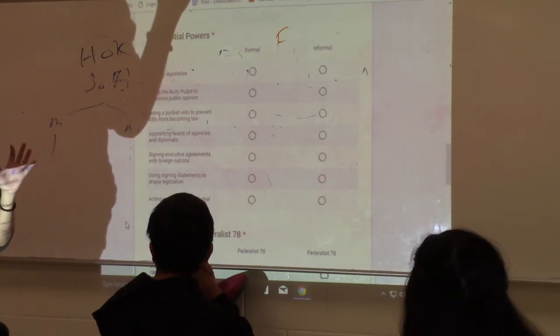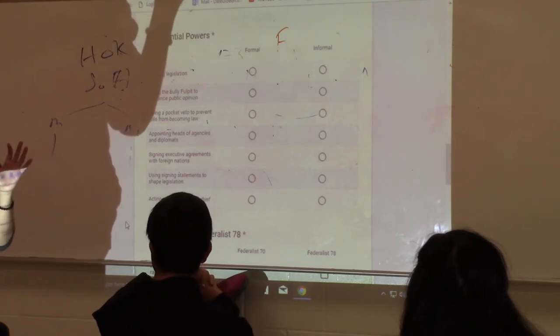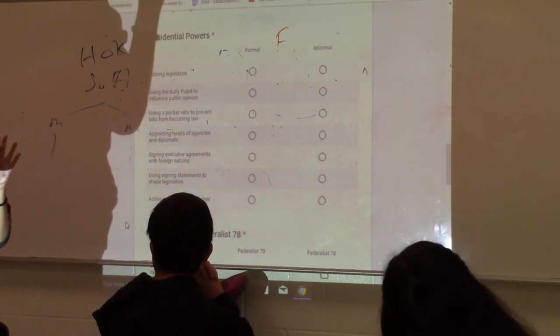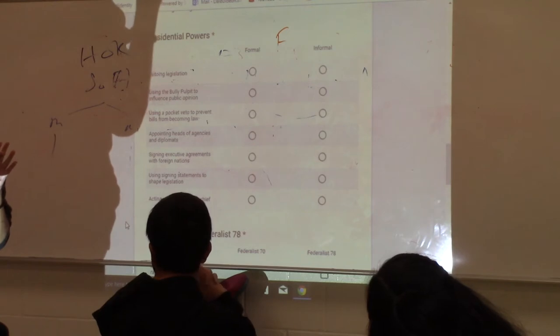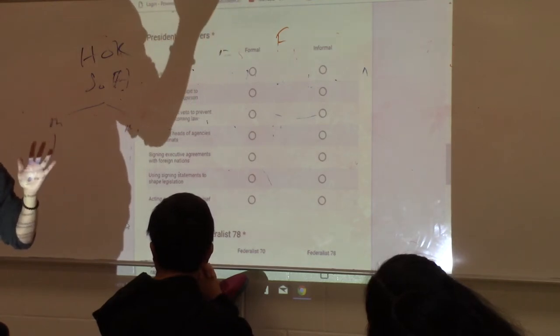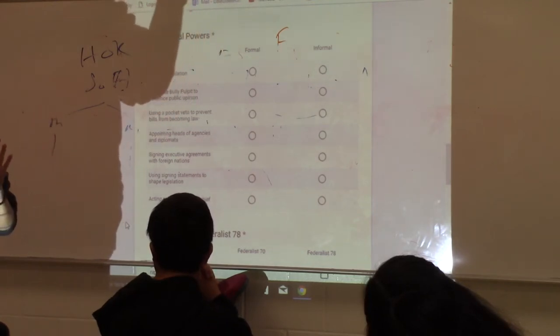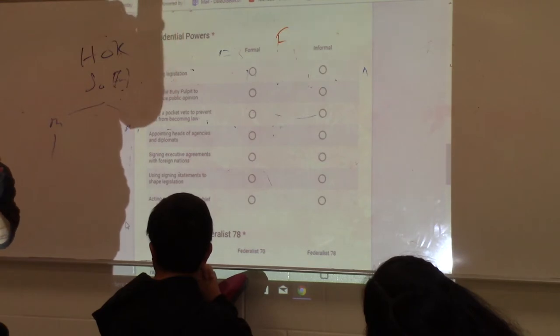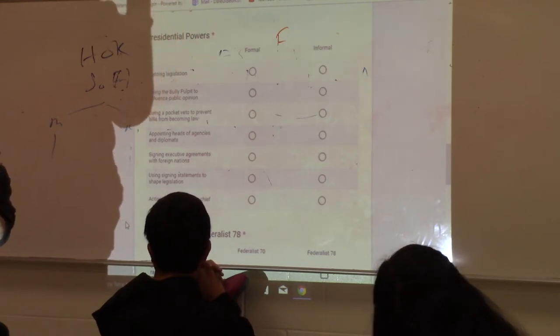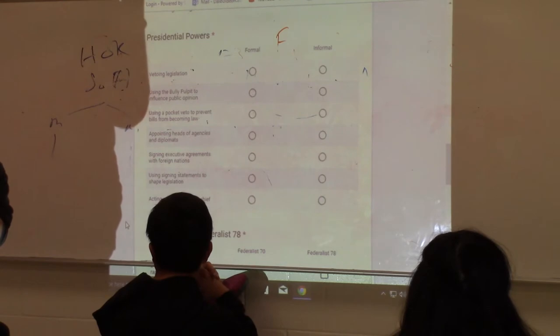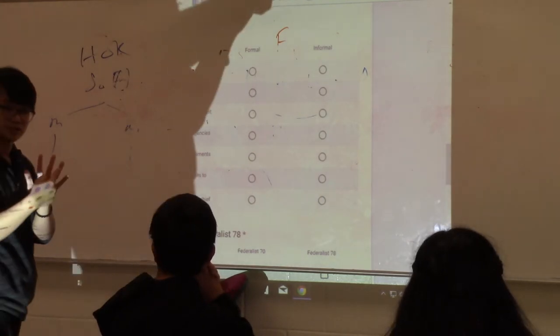Pocket veto is in the Constitution. The use of the bully pulpit, that's not in the Constitution of the United States. Him using his platform. So, executive order, executive agreement, the use of the bully pulpit. Signing statements. Signing statements are not in the Constitution. Most of the presidents in the very beginning didn't do signing statements because that's not really in the Constitution. What else?